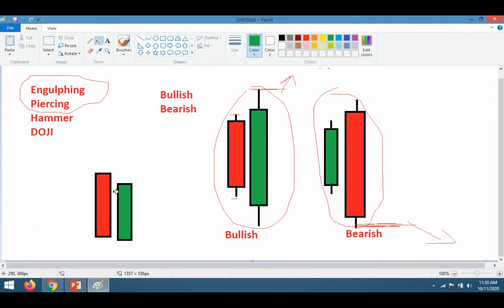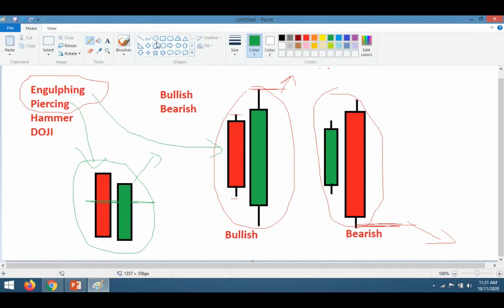So if you see, this candlestick pattern is called the bullish piercing. Why? This red candle is covered by the green candle more than 50%. So this is the 50% of this red candle. So a green candle closing above the 50% is called piercing. And completing the 100% is called engulfing. So it is one and the same. So if the market goes above this candle, then the chances are the market goes up.